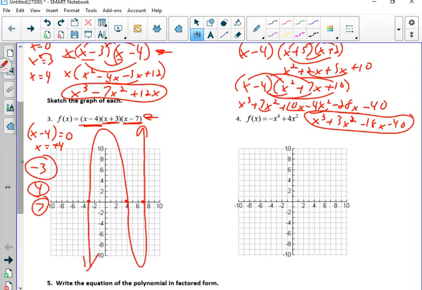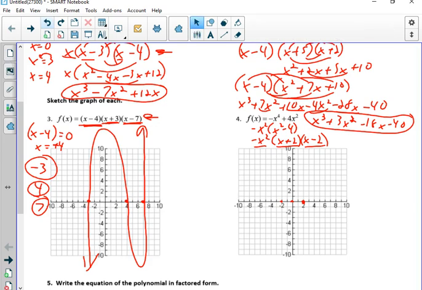Okay, number 4. Now, there's two ways to go about this. If you factor, you can pull out a negative x squared, and then get x squared minus 4. And then the x squared minus 4 would break down to x plus 2, x minus 2. And then what are your zeros? Well, this is going to give you a positive 2. This is going to give you a negative 2. And if you set this equal to 0, that's just straight 0.